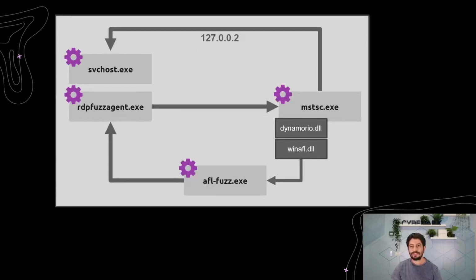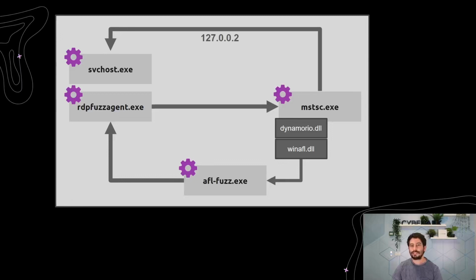Now, for the client side, we optimized it quite a bit. So it looked something like this by the end. Again, on the right-hand side, we have MSTSC, which is the Windows RDP client. And we have AFL Fuzz as our fuzzer. And the code coverage engine is based on DynamoRio and WinAFL.